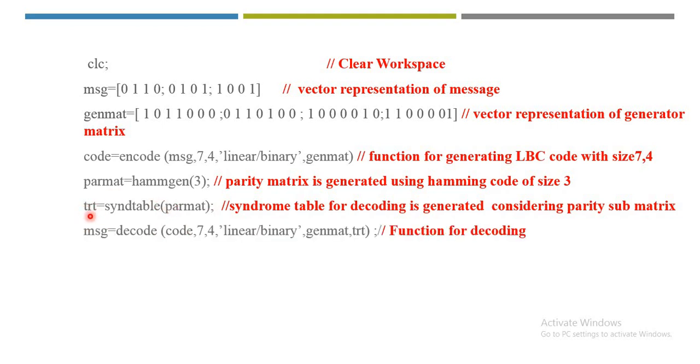Then finally we go for the decoding. For decoding the function is message equals decode. What value are we going to decode? The code which was already encoded. 7 by 4 is the size, linear, comma, binary, the generator matrix, and the trt. So we are using the trt, that is the syndrome table which was already generated, and the same generator matrix. So this is the function for the decoding of an LBC code.